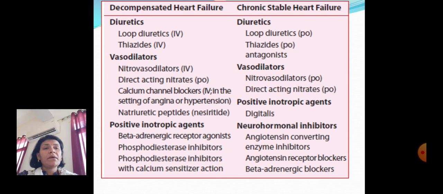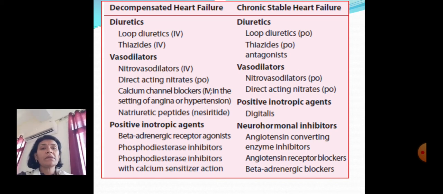So we can see here the drugs we use mainly in decompensated heart failure and what we use in chronic stable heart failure. In decompensated stages, the first drugs of choice are diuretics, loop diuretics and thiazides, then vasodilators, the directly acting nitrates, calcium channel blockers especially in the setting of hypertension, then natriuretic peptides. Positive inotropic agents are used in decompensated states, like beta adrenergic receptor agonists, phosphodiesterase inhibitors, and calcium sensitizers.